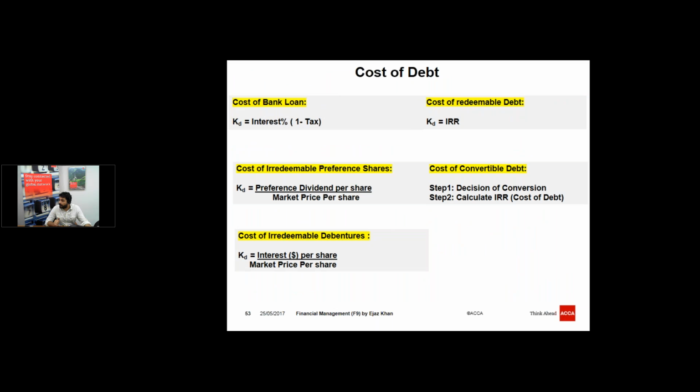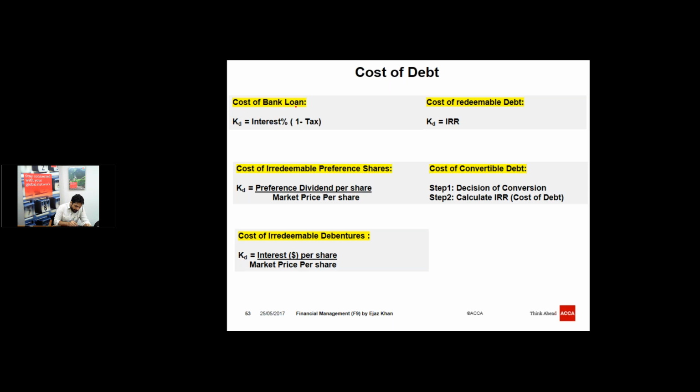Cost of debt. Now we are done with the cost of equity. We had discussed three models: dividend valuation model, dividend growth model, and the CAPM model. We've also discussed how to gear and ungear the beta values. Now let's move to calculate the cost of debt. The slide shown on your screens is a very important and useful slide for your examination. Do remember this, do memorize this slide. It shows how you calculate the cost of different types of debts.